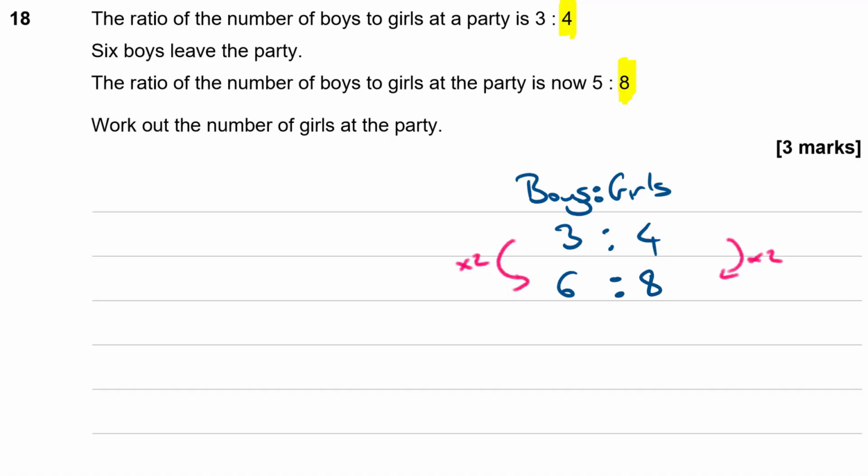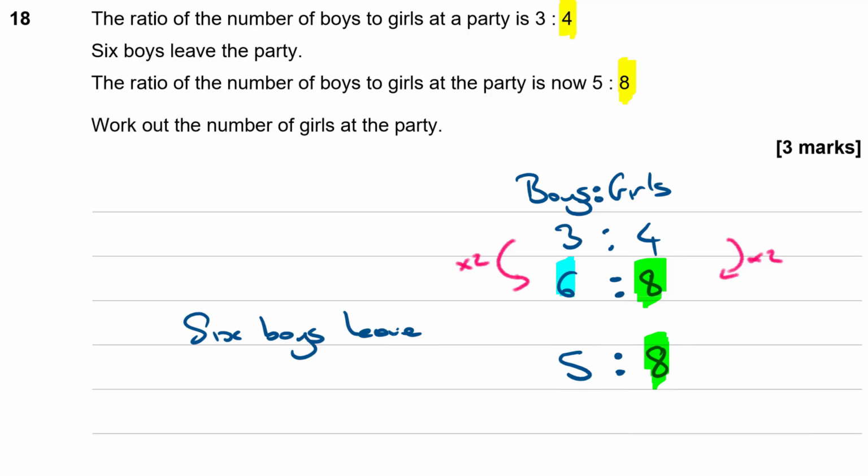Okay, so we're told that 6 boys leave the party. And then we've got a new ratio of boys to girls of 5 to 8. Now, notice that this 8 here and this 8 here are the same. So the number of shares for girls is the same. And the boys has gone from 6 to 5, so it's reduced by 1. So overall, we've reduced the number of shares of boys by 1 when 6 boys left.